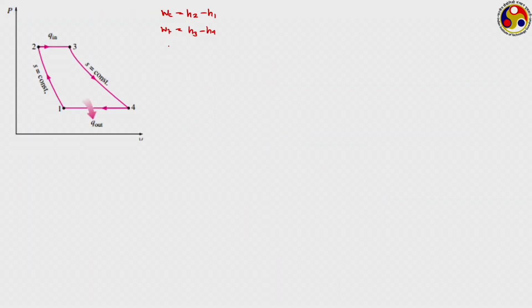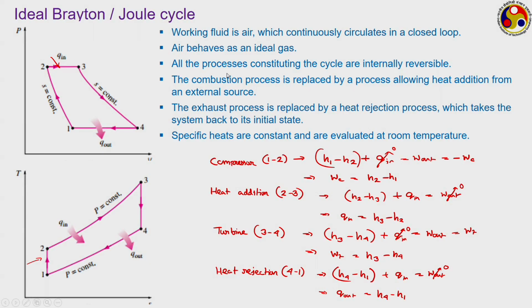So, we have Q in to be equal to H3 minus H2 and Q out we have got to be equal to H4 minus H1. Just check from here, Q in is H3 minus H2, Q out is H4 minus H1.